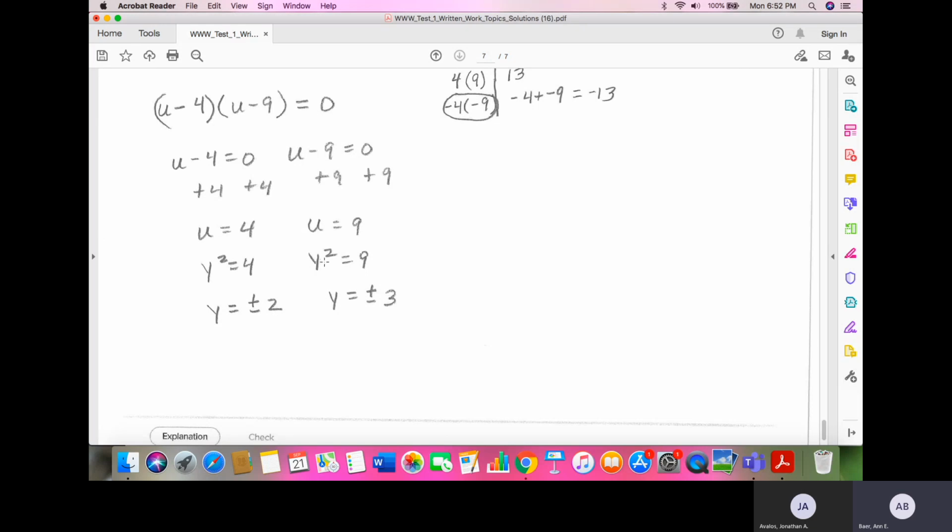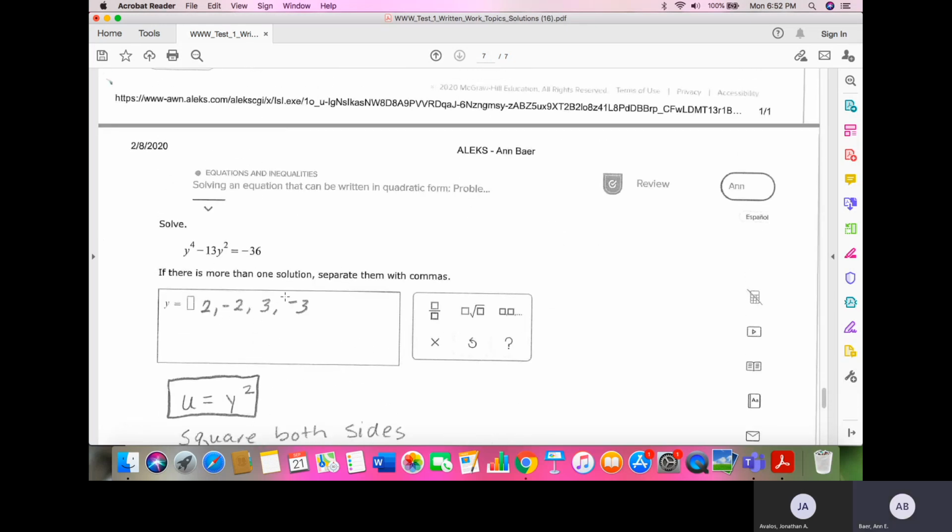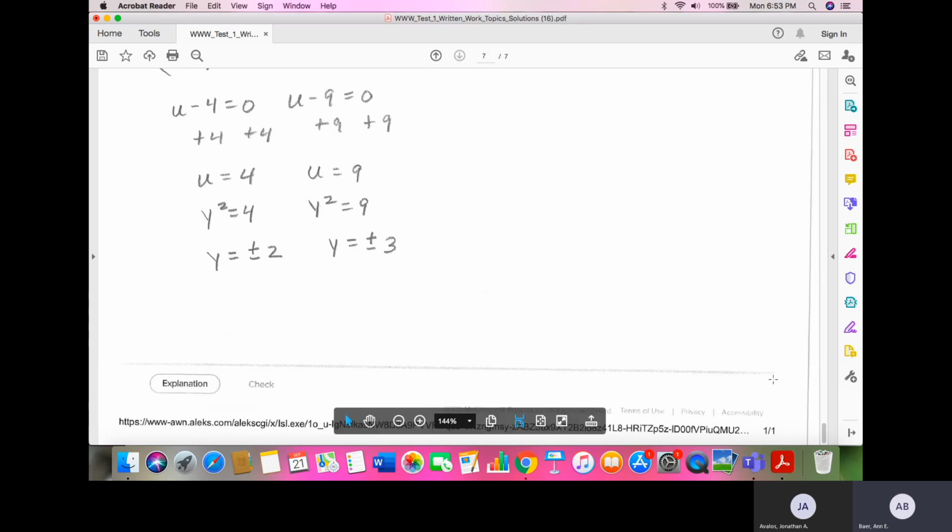Similarly, over here, we take the square root of this side, we get y. This side, we get plus or minus the square root of 9, which is 3. So we really have 4 solutions here. We have plus 2, minus 2, plus 3, and minus 3. So I stated it like this: y equals 2, comma, negative 2, comma, 3, comma, negative 3, because Alex wanted them separated with commas. Any questions?